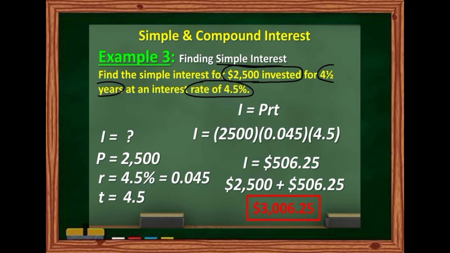Now, what are you going to do? You only need to add the calculated interest to the principal, which is 2,500. Now, by the application of addition, 2,500 plus $506.25 is equivalent to $3,006.25.